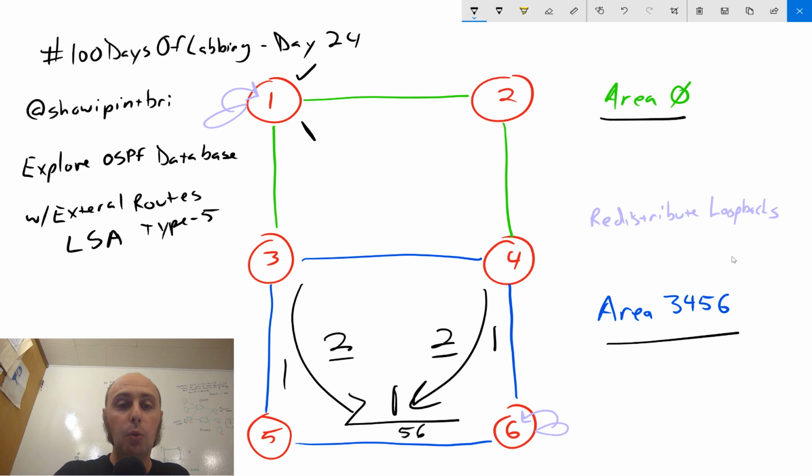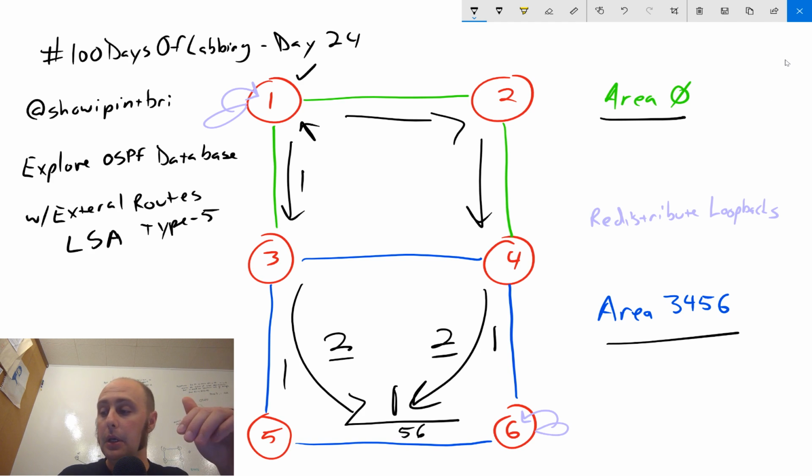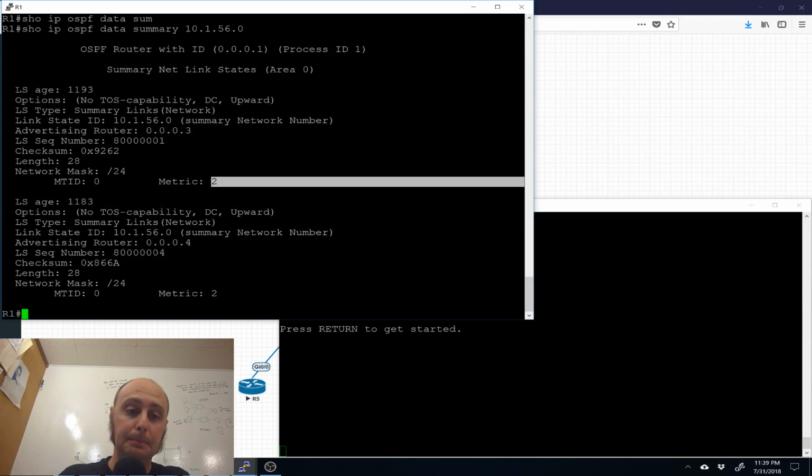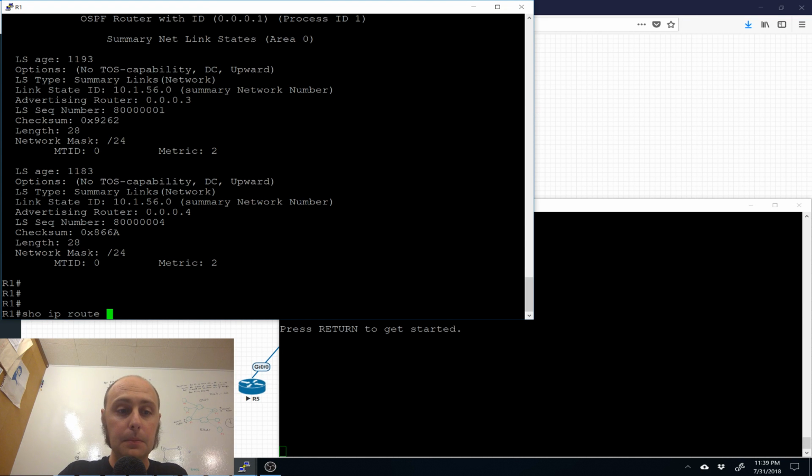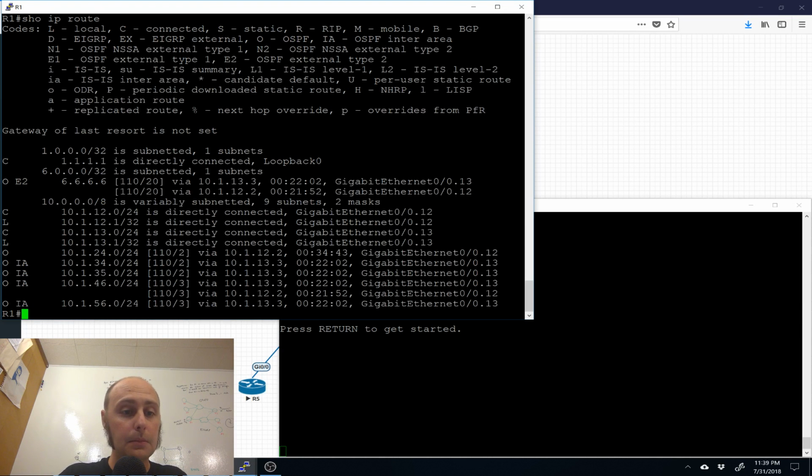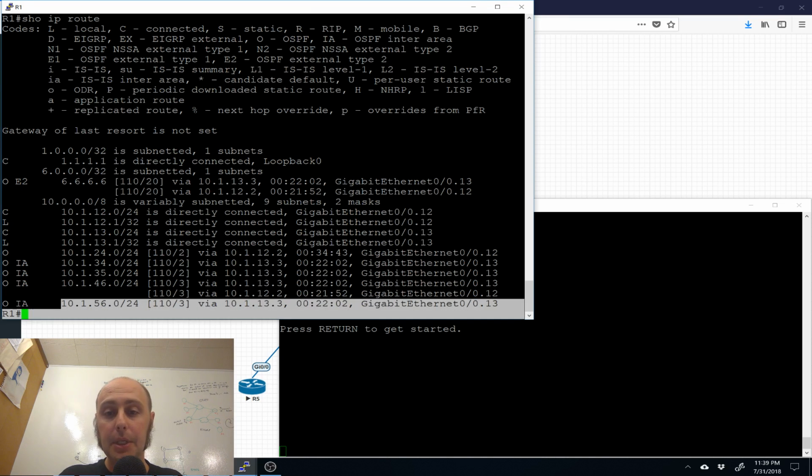So why does router 1 choose only one path? That's because the shortest path is going to be to router 3, which is 1. So we should have a cost of 3 to reach 56. Any other path, if we were going through router 2 and router 4, is going to add additional cost. And so it's only going to use the shortest path and the best cost. And here we have our cost of 3 and our single entry here.